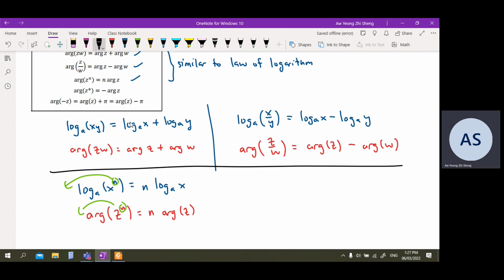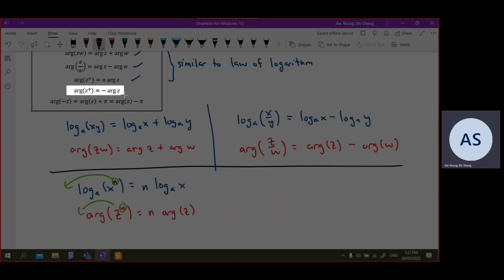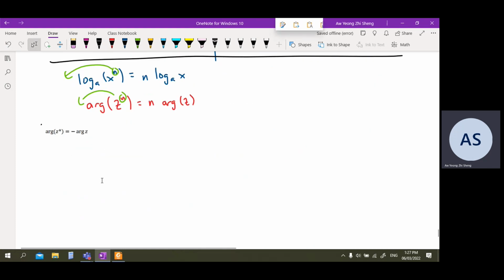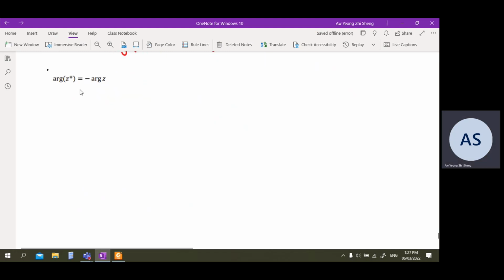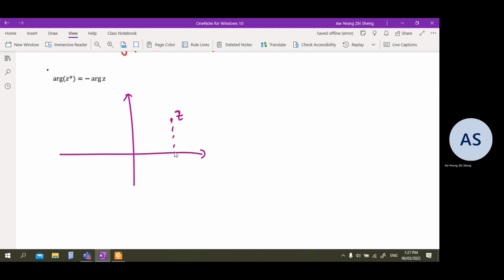Right, then the fourth and the fifth one, it will be easy to understand if you can visualize a diagram again. And let's talk about the fourth one, argument of z star. Okay. So moments ago, we already realized that taking the star, or taking the conjugate of a complex number, is reflecting the point in the x-axis. Right, so if you have the point representation of z here, then z star will be just a reflection in the x-axis. It will be this way.